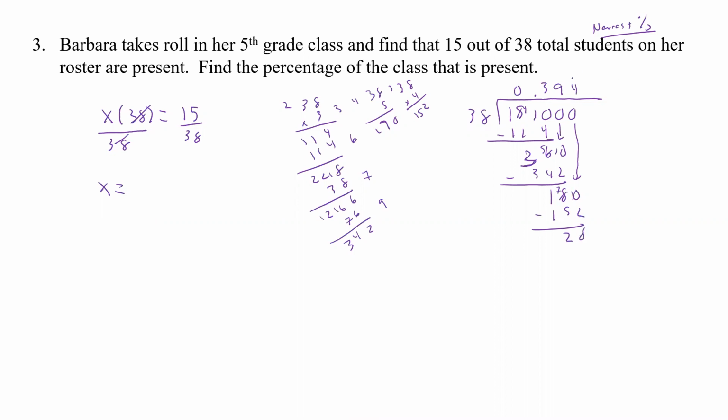That looks good. And so now we know that if we move it over, we have enough to round if we need to. So 0.394 is our decimal. And if we move it 2 places to the right, that gives us 39.4%. And we wanted it to the nearest percent. This does not round up, and so that's 39%. Okay, so 39% of her class is actually present that day.